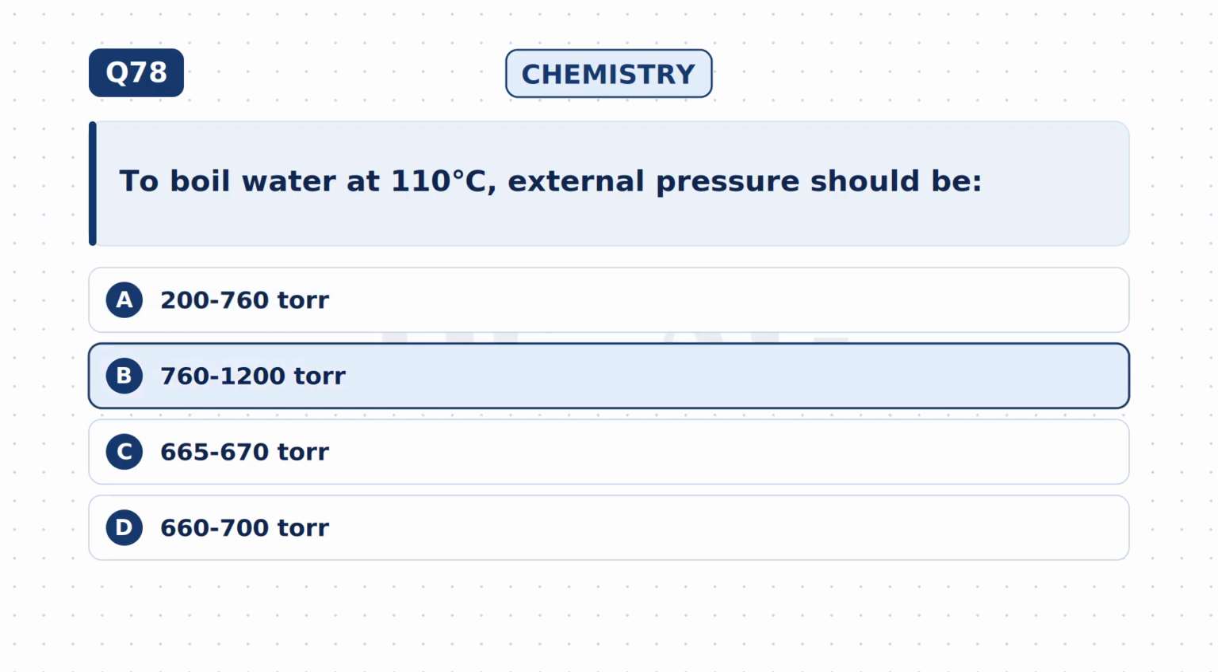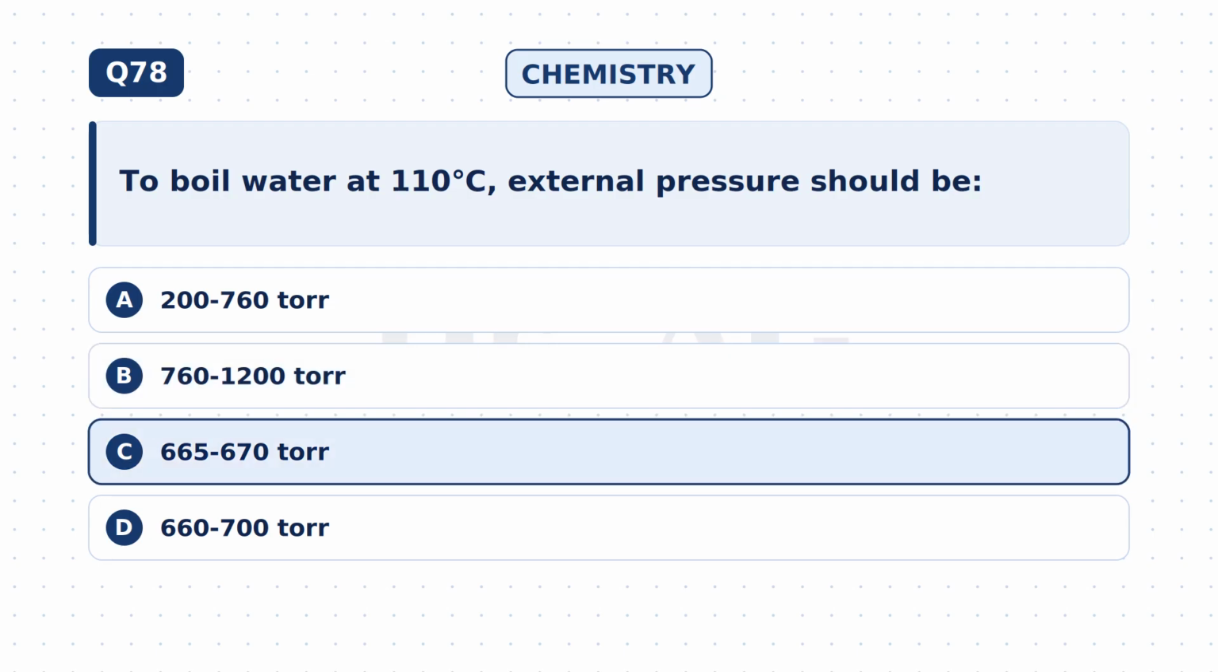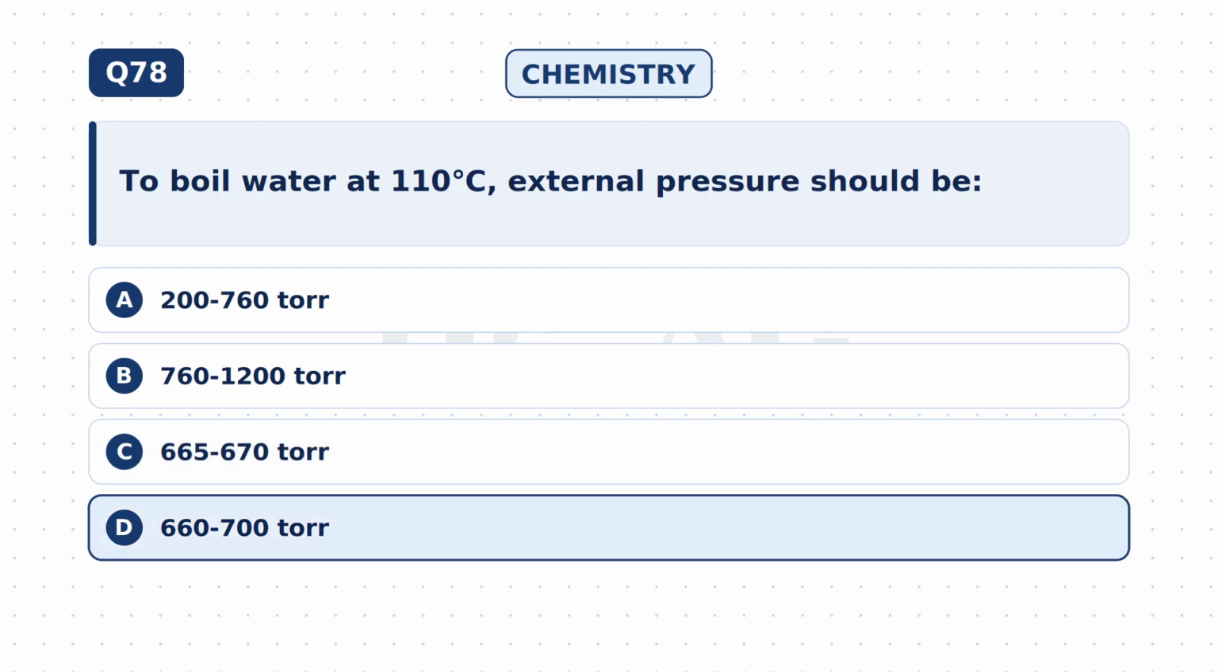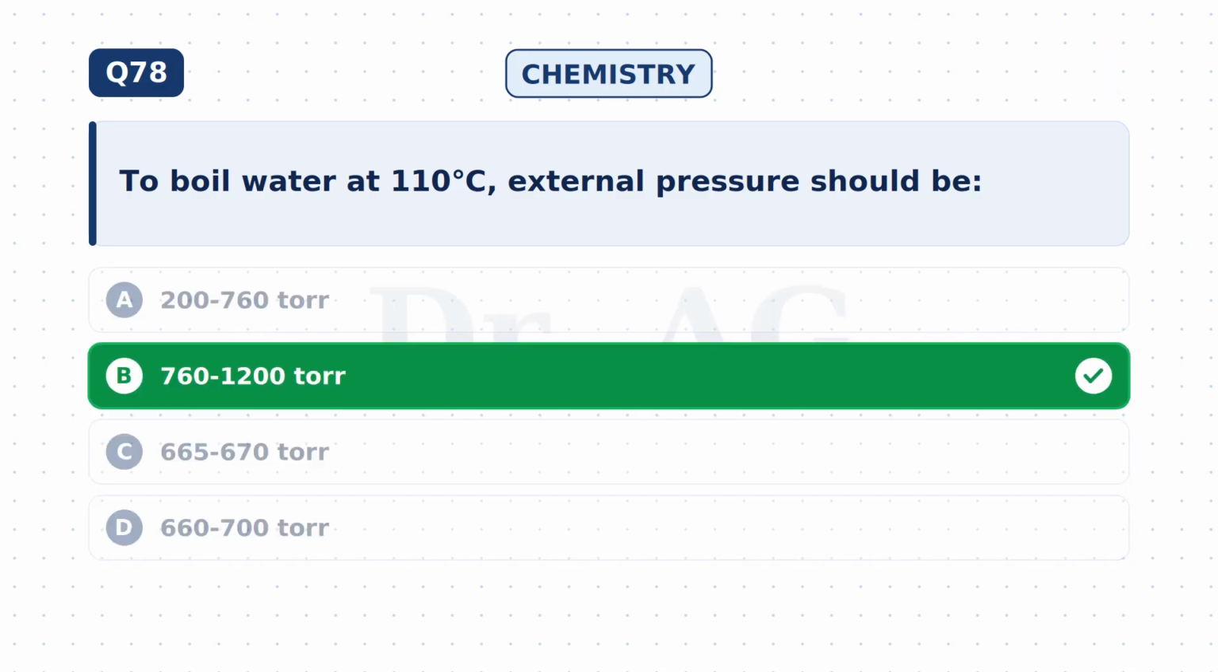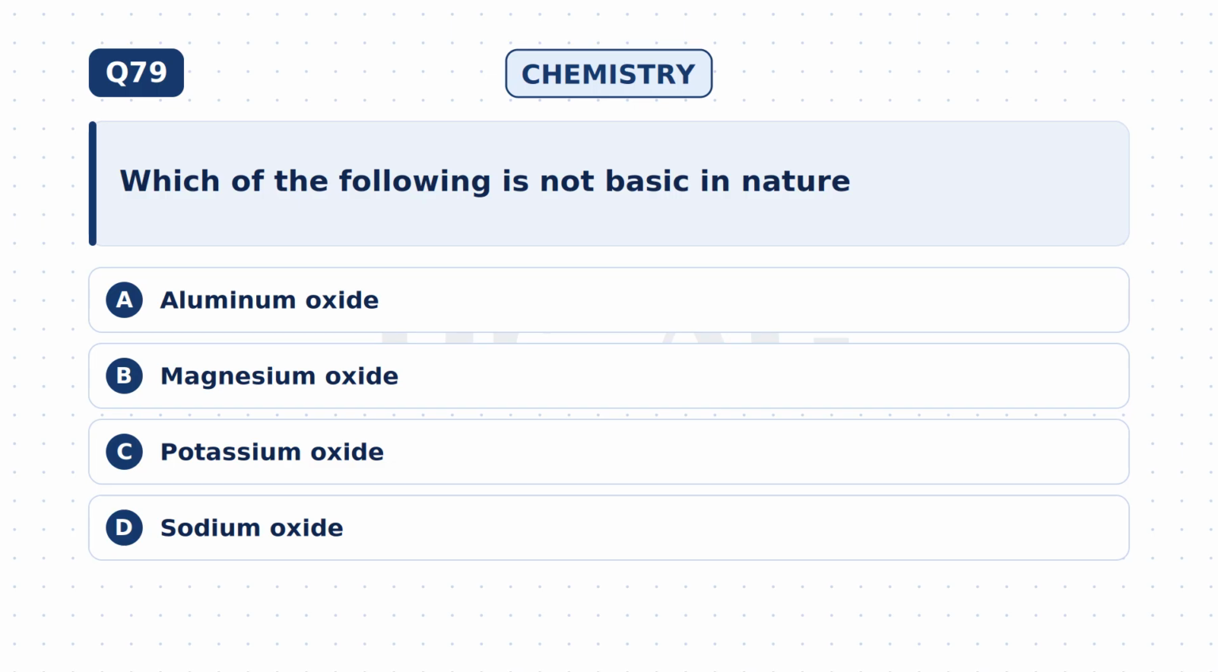Option B, 760 to 1200 torr. Option C, 665 to 670 torr. Option D, 660 to 700 torr. The correct answer is B, 760 to 1200 torr. Question 79. Which of the following is not basic in nature?